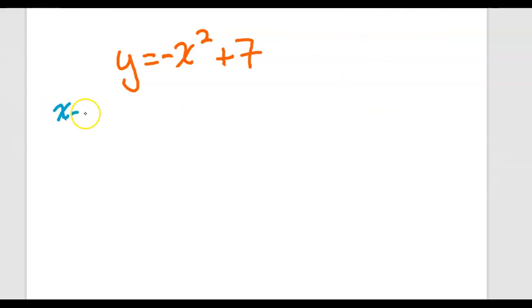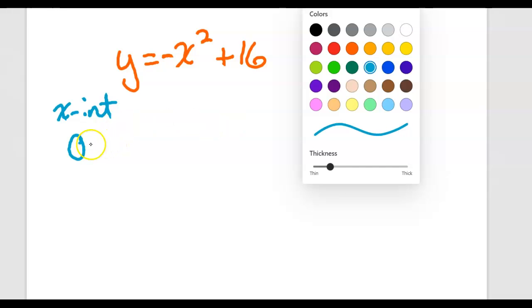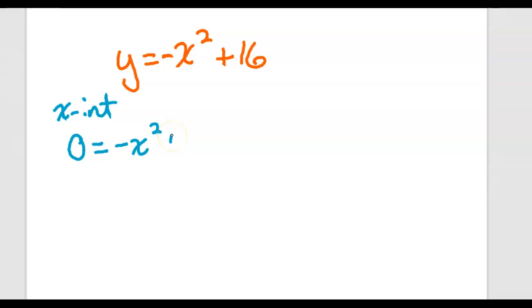So let's look at one other example. Let's say we have y is equal to negative x squared plus 7. And we want to first find our x-intercept. Actually, let's not go with 7. We'll go with 16. That way it's a nice round number. So I'm going to have 0 is equal to negative x squared plus 16.